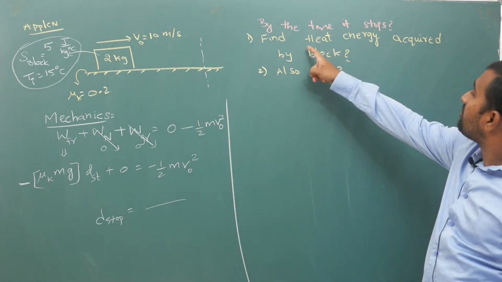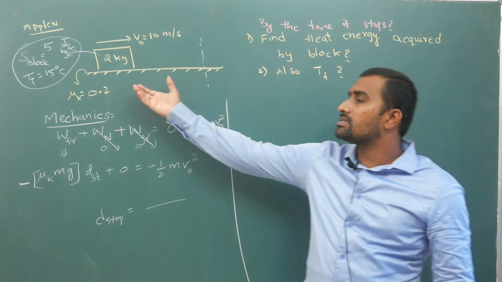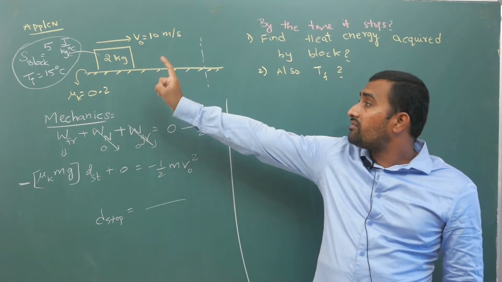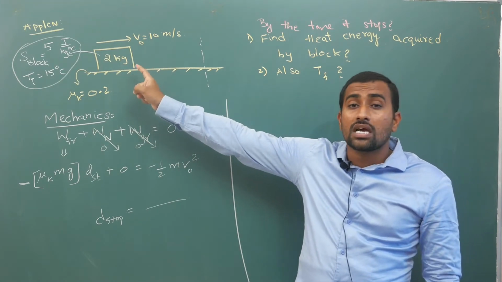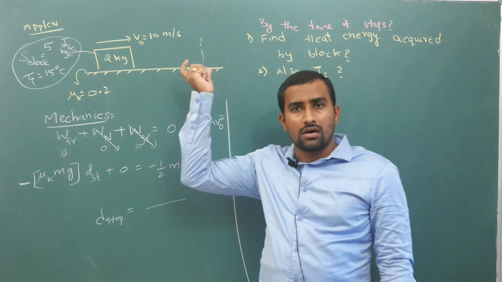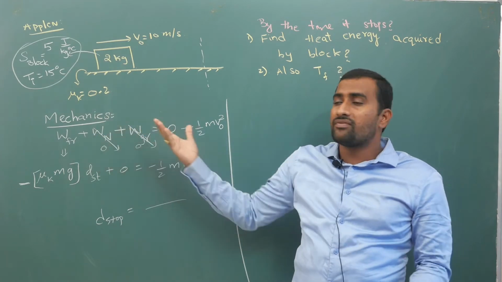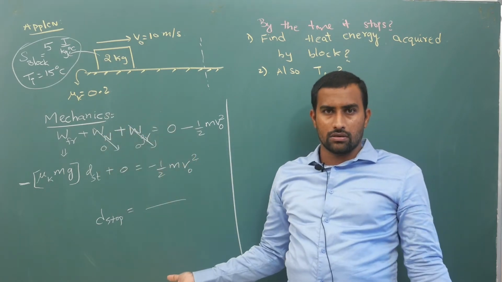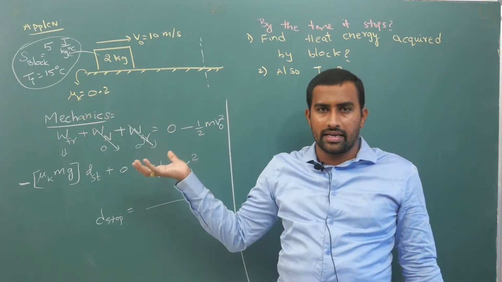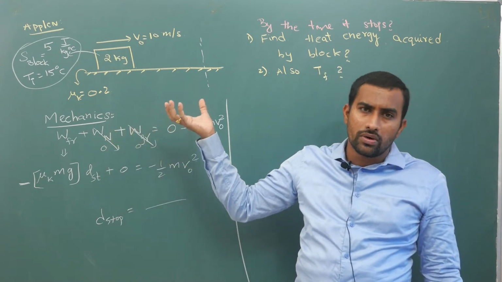The question is: find the heat energy acquired by the block. So how will you calculate the heat energy here? Your initial total energy is half m v naught square. Now after it stops, where did this energy go? Initially you have kinetic energy. After it stops, no energy at all. So from some energy value to 0 you are getting it. That means that missing energy will obviously get converted into heat.